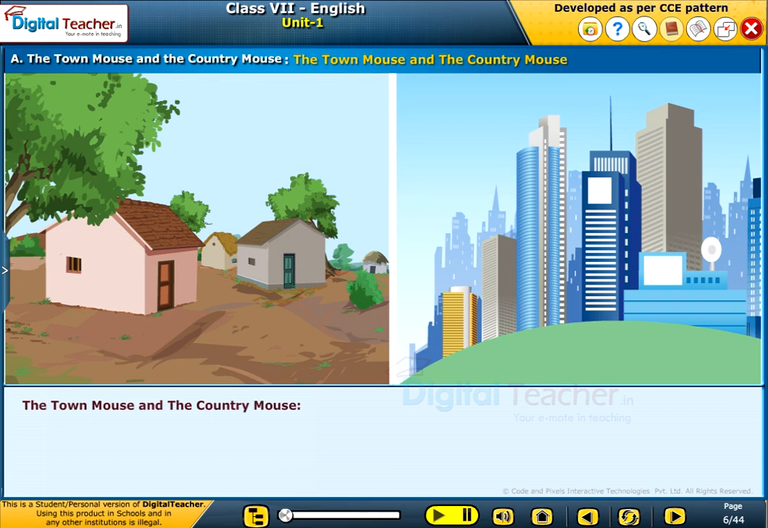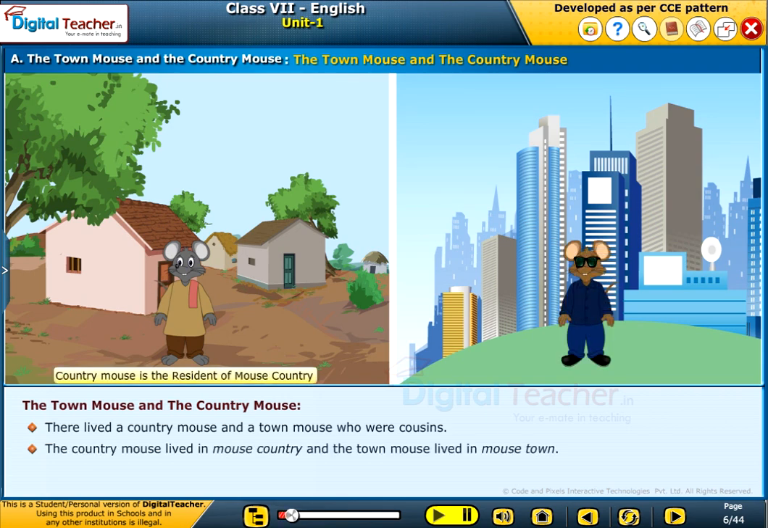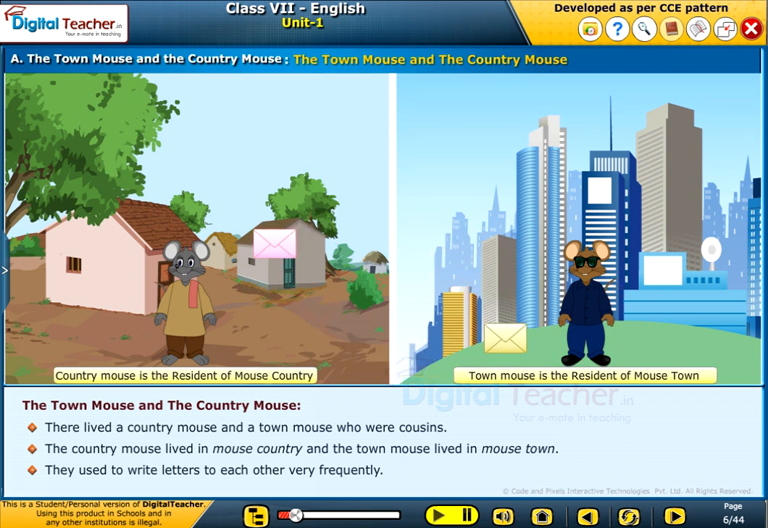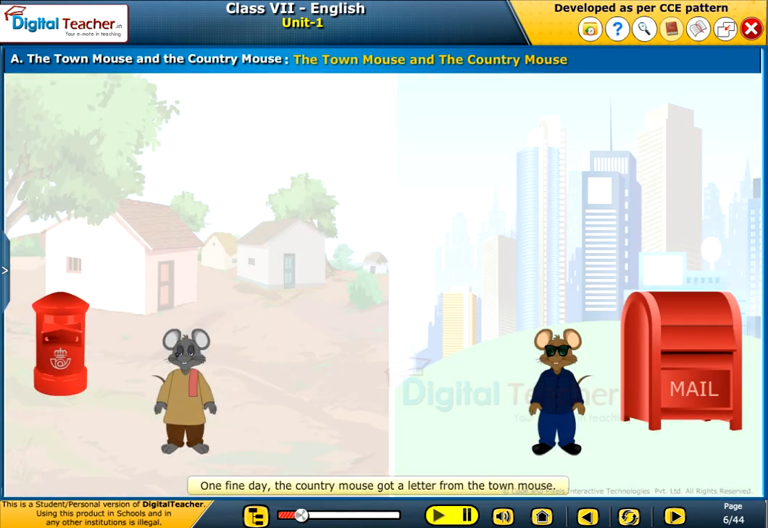The Town Mouse and the Country Mouse. There lived a country mouse and a town mouse who were cousins. The country mouse lived in mouse country and the town mouse lived in mouse town. They used to write letters to each other very frequently. One fine day, the country mouse got a letter from the town mouse.